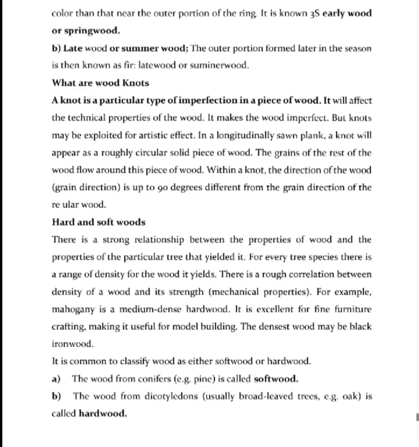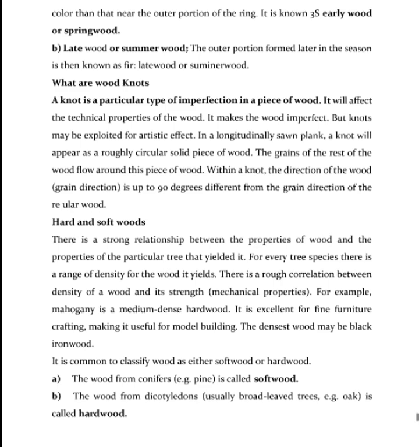Hard and soft woods. There is a strong relationship between the properties of wood and the properties of the particular tree that yielded it. For every tree species, there is a range of density for the wood it yields. There is a rough correlation between density of a wood and its strength, or mechanical properties. For example, mahogany is a medium dense hardwood. It is excellent for fine furniture crafting, making it useful for model building. The densest wood may be black ironwood.